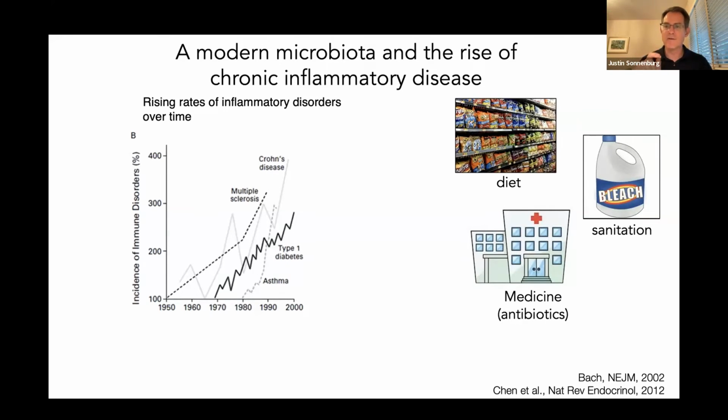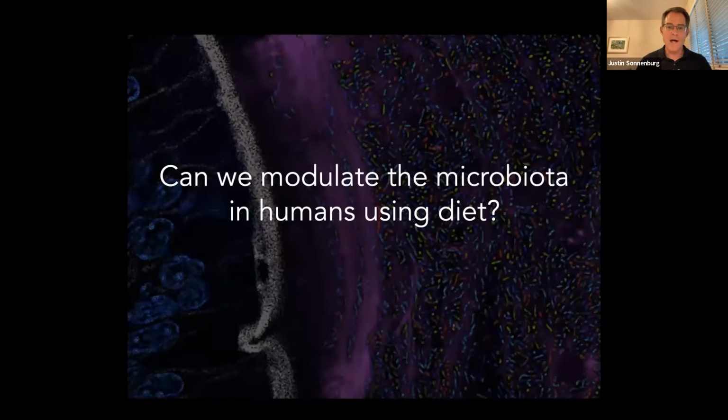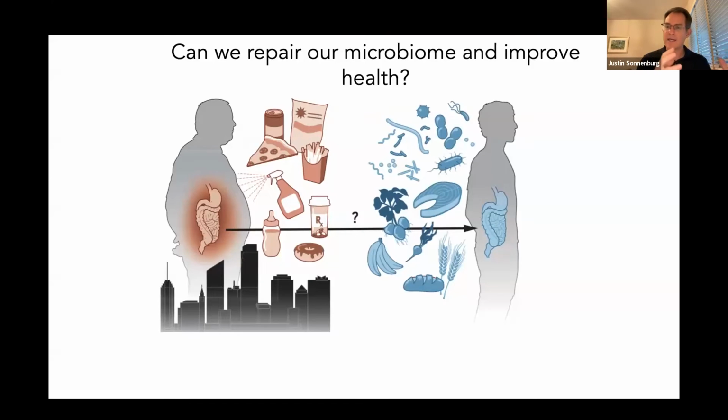Many of these diseases are driven by chronic inflammation, and we know the gut microbiome is a key modulator of our inflammatory state. So we don't know all of the details yet, but there's a hypothesis that gut microbiome change is at the root of a lot of inflammatory diseases that are affecting our society: metabolic disease, inflammatory bowel disease, colon cancer. So can we modulate the microbiota in humans using diet? This is another way to test if our industrialized microbiome is a problem, is to try to fix it, try to increase diversity, try to bring back species, and see if these individuals actually become healthier.